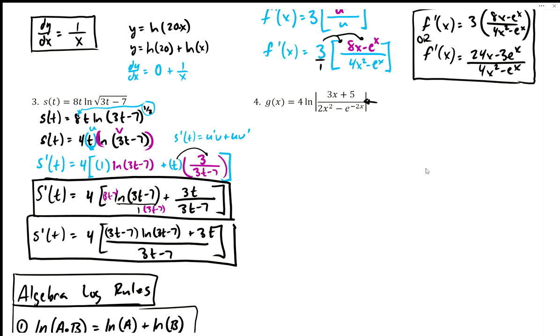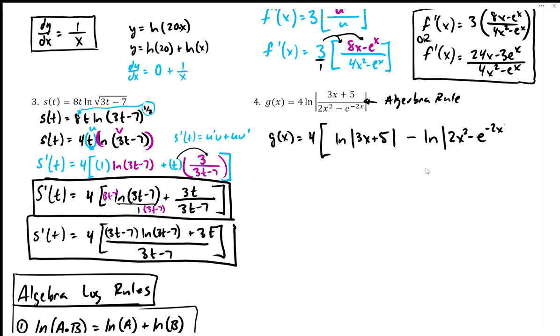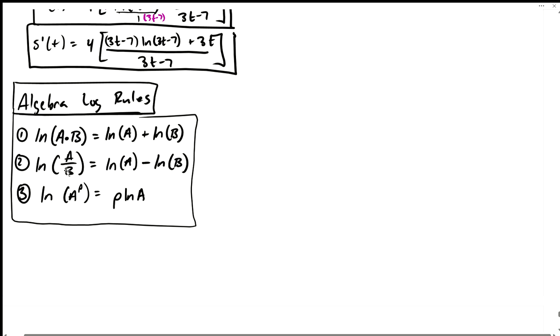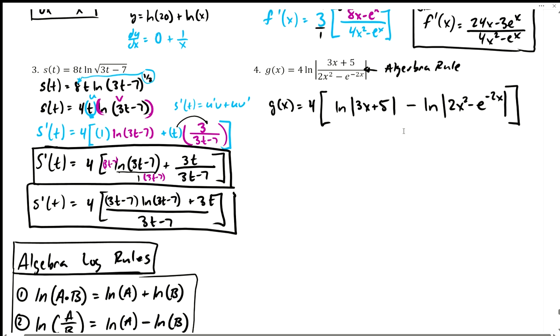So that division bar, let's use our algebra rule for logs. So we're going to rewrite it. So g of x equals, again, the 4 is just hanging out. It's just a constant. And then using our algebra rule, it's saying you should have ln of the absolute value of 3x plus 5. And then this division bar, we're going to say it should change to minus, and then we should have another ln of everything in the denominator. So 2x squared minus e to the negative 2x. Okay, so that was this division in the log to subtraction with separate logs rule.